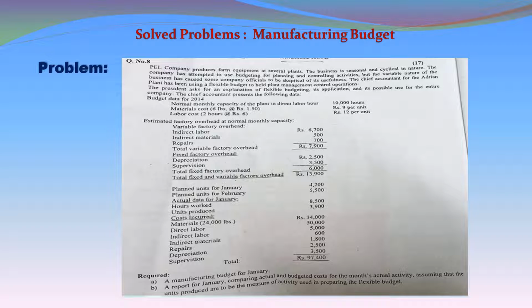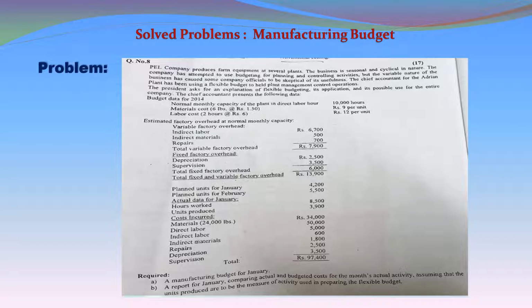The chief accountant presents the following data. Budget data for 2014. Normal monthly capacity of the plant in direct labor hours: 10,000 hours. Material cost: 6 lbs at the rate of 1.5 rupees, 9 rupees per unit. Labor cost: 2 hours at 6 rupees, 12 rupees per unit. Estimated factory overhead at normal monthly capacity.